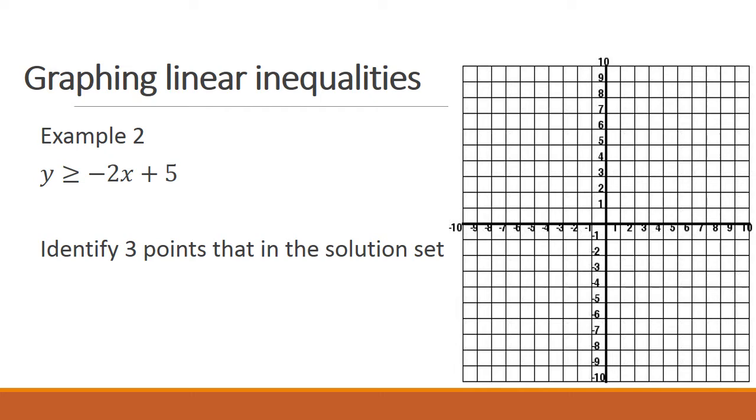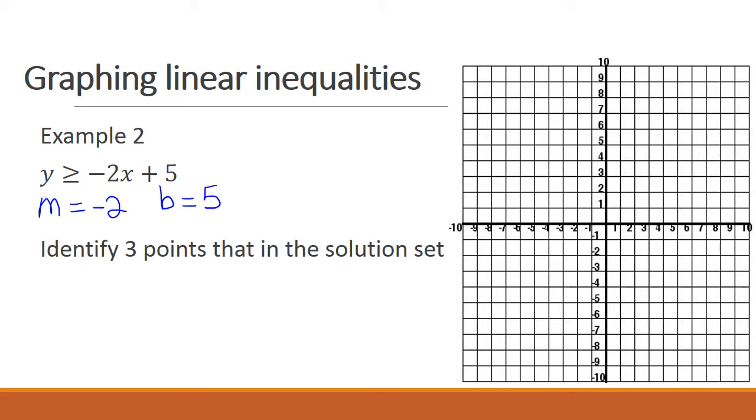Now let's graph this inequality. When we graph the inequality, we need to make sure that it's in slope-intercept form, which it is in this case. We have y isolated, which means I'm going to be able to identify the parameters. And the parameters are the slope and the y-intercept. The slope in this inequality is negative 2, and the y-intercept is 5.